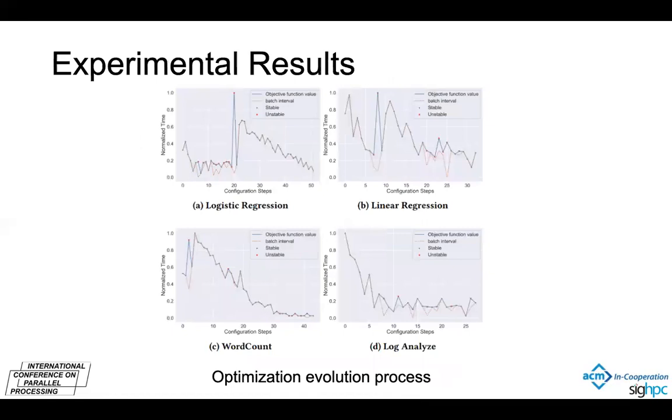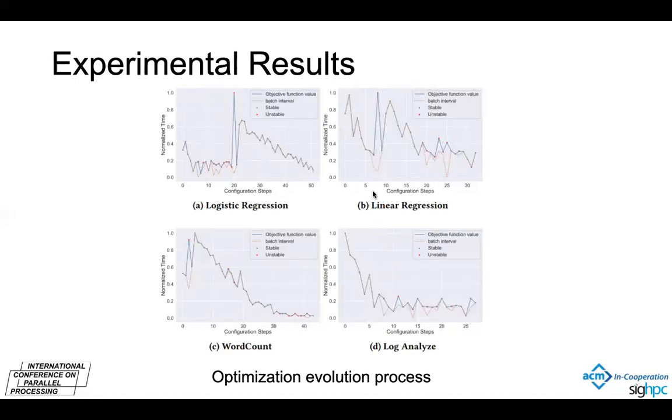Here comes the experiment result. These 4 figures show the optimization evolution process for these 4 workloads. The y-axis is the normalized time, and the x-axis is the iteration steps. As iteration evolves, we can see clearly that the blue line, which represents end-to-end delay, decreases while maintaining stability.